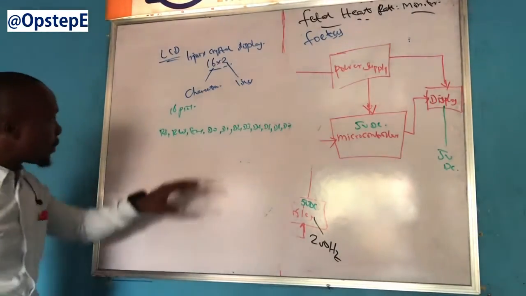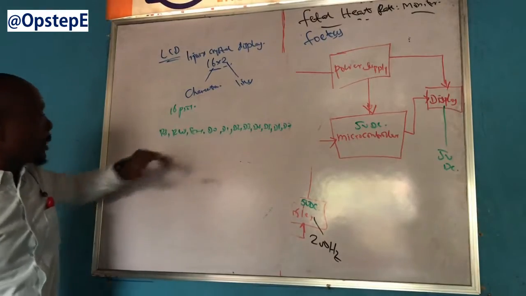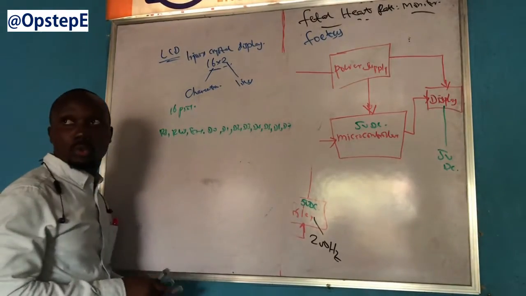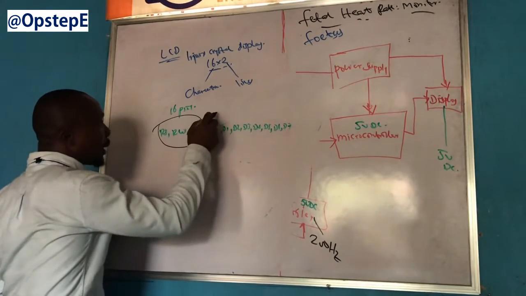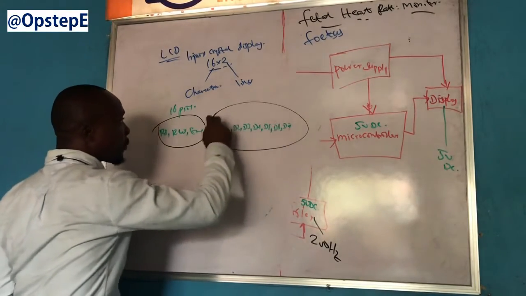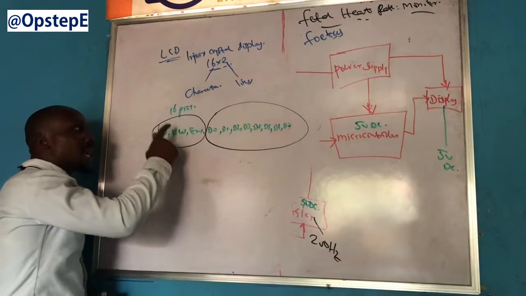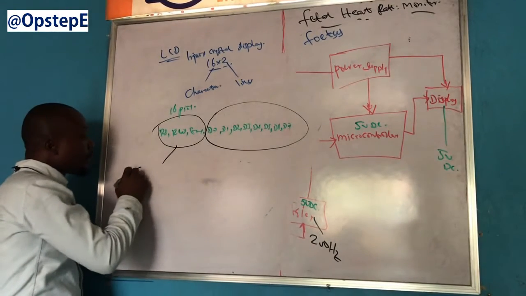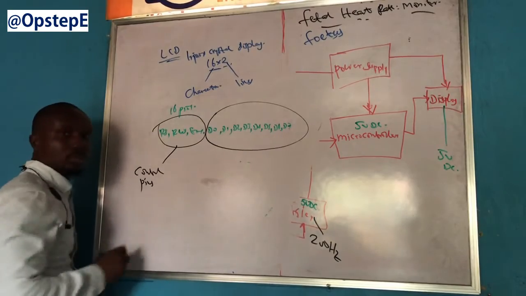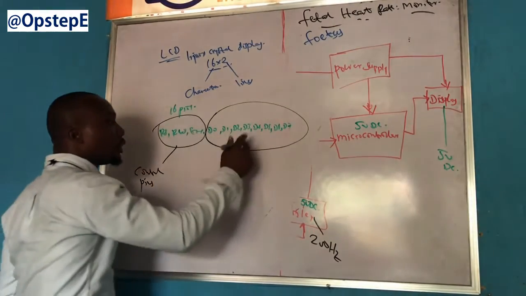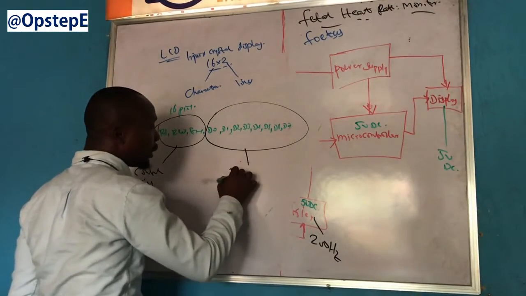Okay, let me explain. I'm going to group this into two. Please look up. I will group this into one and then group this into another. The RS, RW, and the EN, see them as your control pins. See the D0 to the D7 as your data pins.